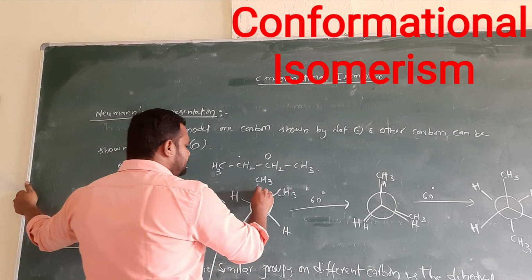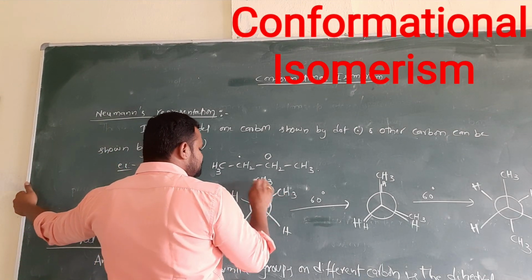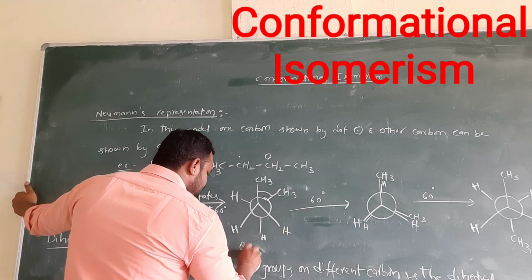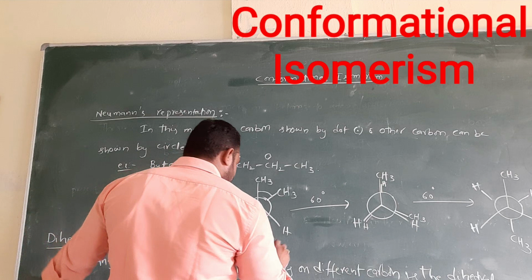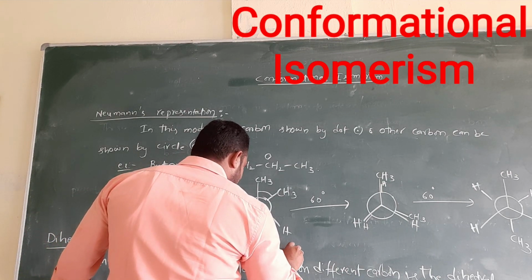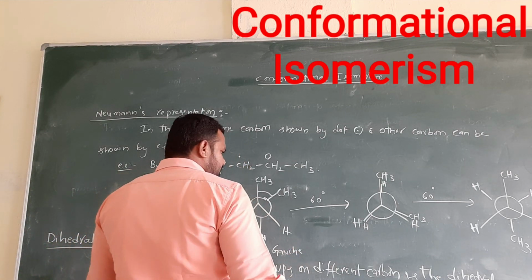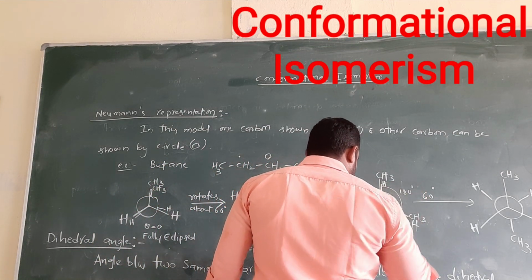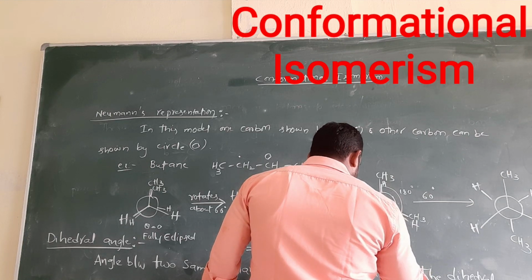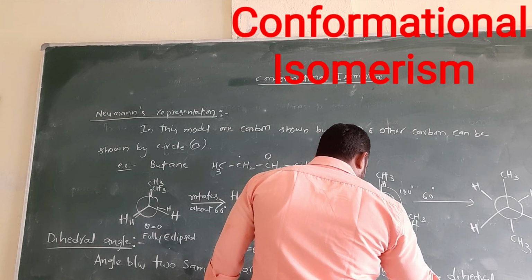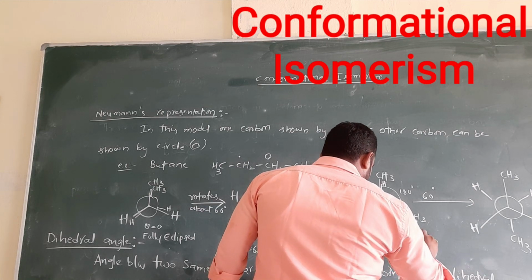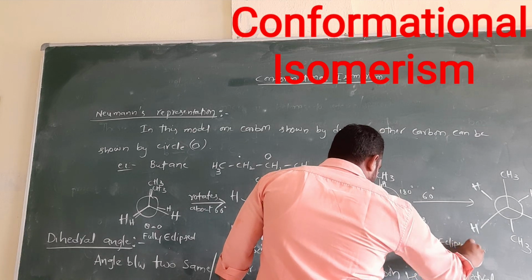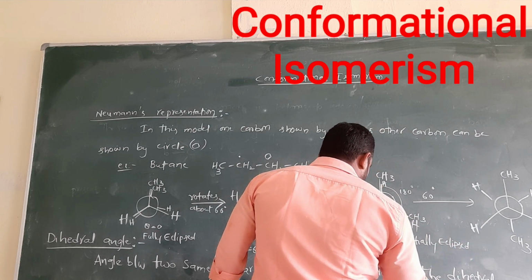Next one, the dihedral angle in between methyl groups on different carbons is 60 degrees. If the dihedral angle is 60 degrees, theta is equal to 60, then it is called the gauche form. Next one, the dihedral angle between 2 methyl groups is 120 degrees, theta is equal to 120, then it is called partially eclipsed form, also called skew form.